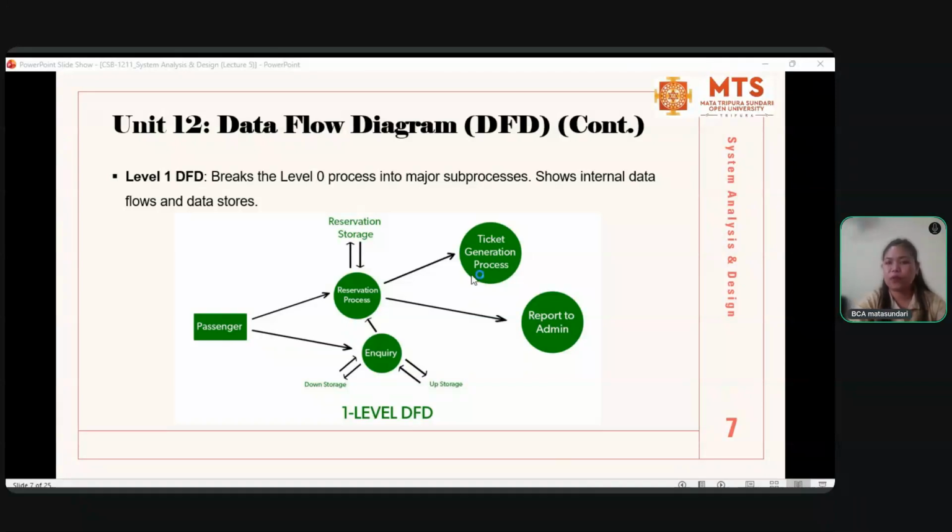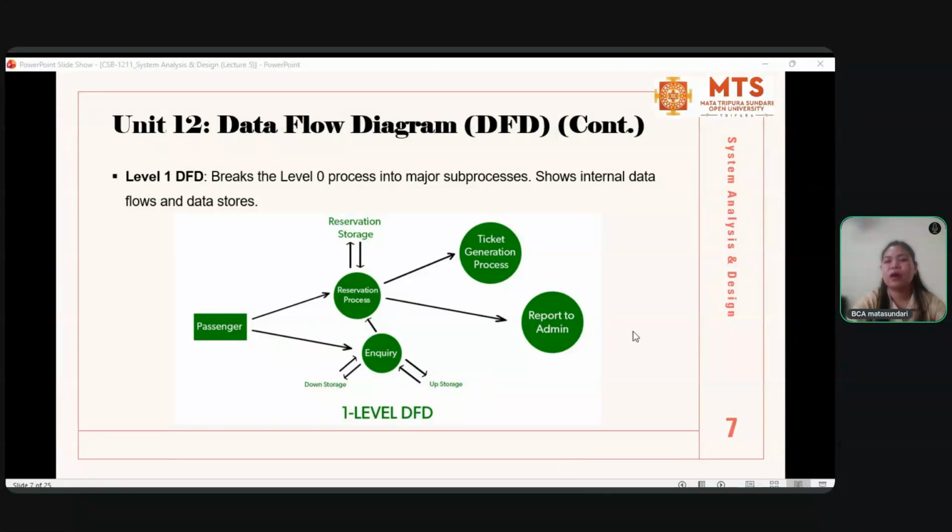This is level 1. From the same reservation, you see, this is what is happening inside the entities, that is internal data. So passenger inquiry: first it will inquire whether there is a seat available or not, train available or not, and with what timing it is available. Process for reservation, then reservation storage will control. Here, the ticket generation process will be there and report to admin. So reservation process, then it will report to admin. Inquiry will go to the reservation process as well as storage.